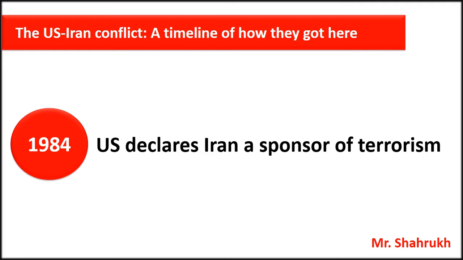Under Reagan's administration, the US declares the Islamic Republic a state sponsor of terrorism. Decades later, this designation by the US still stands.